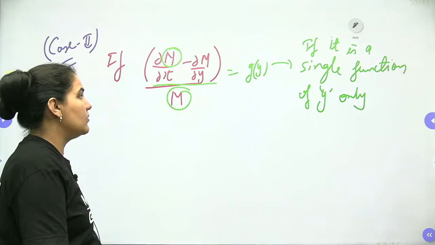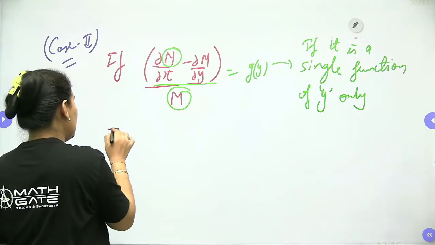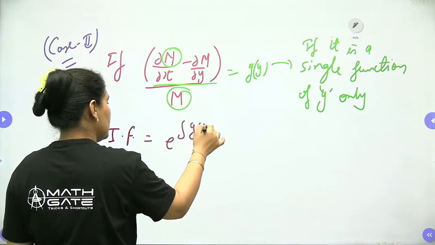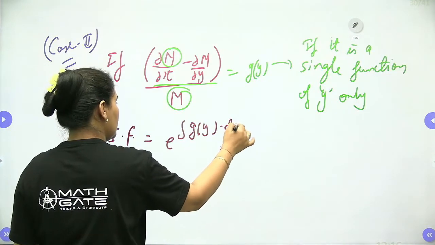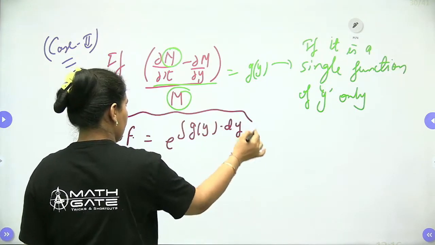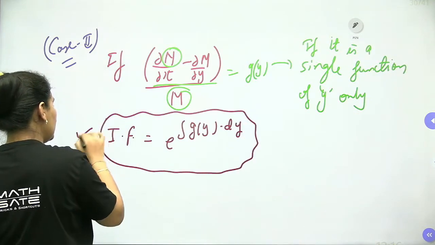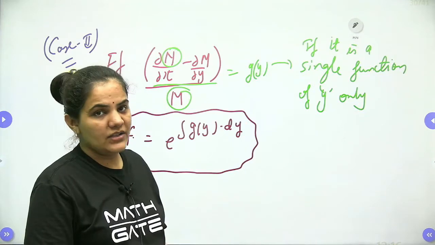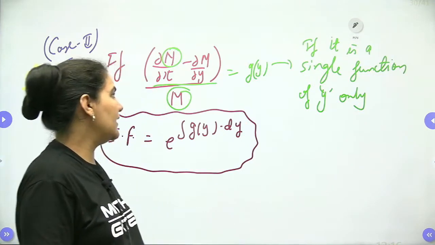we can say the integrating factor will be e to the power ∫g(y) dy, my dear students. Is it clear? Then your integrating factor will be e to the power ∫g(y) dy. Okay, is it clear to everyone?